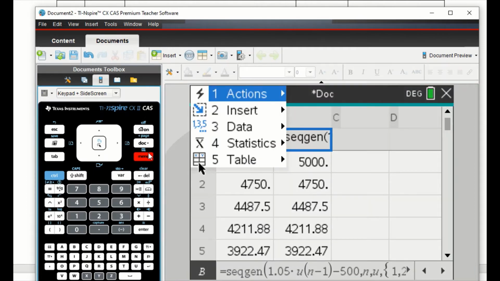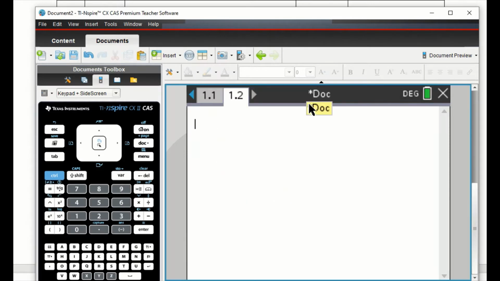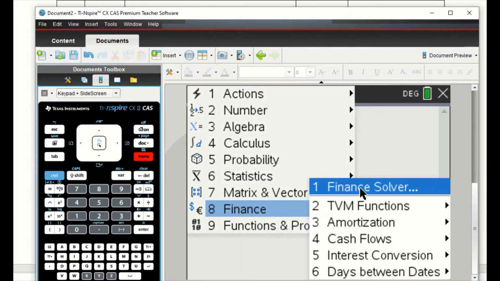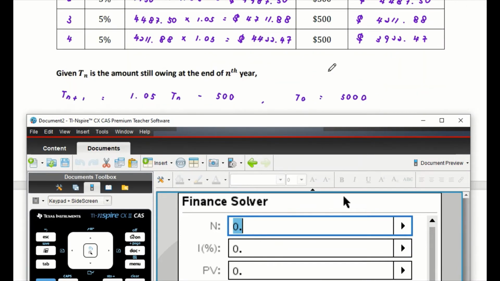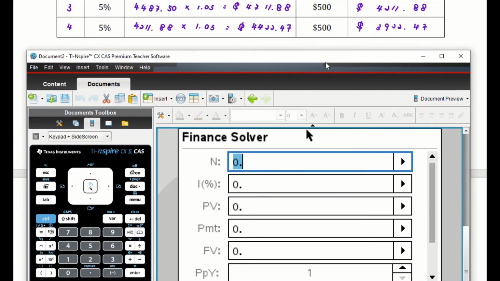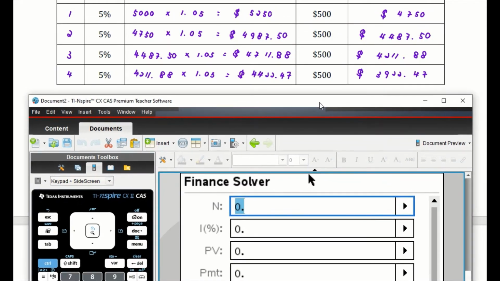And last but not least, we can use the finance solver in our calculator as well, if the question doesn't require us to use a recurrence relation. Menu, finance, then finance solver. Something interesting to remember here: let's try to find the value for the fourth year. This is compounded annually, so by the end of the 4 years you have already paid 4 times: 1 time, 2 times, 3 times, 4 times. So N here will be 4.